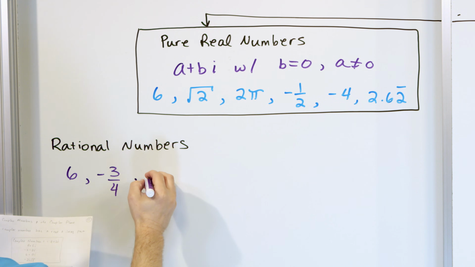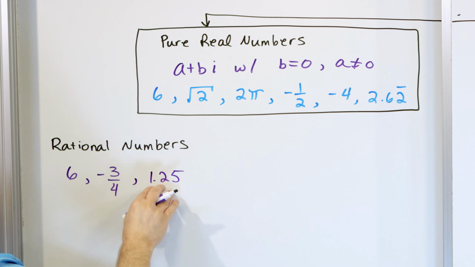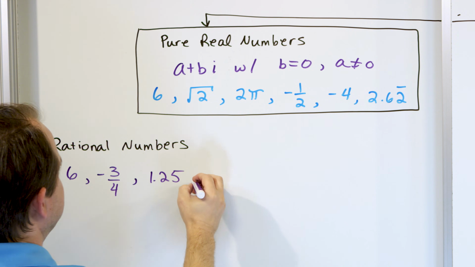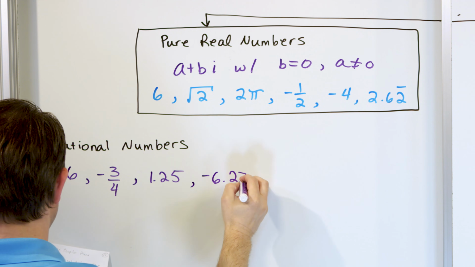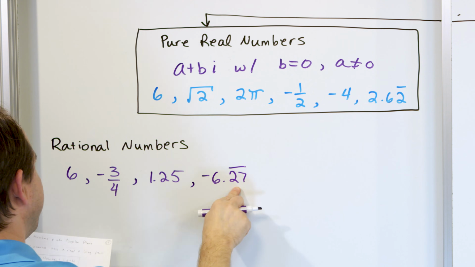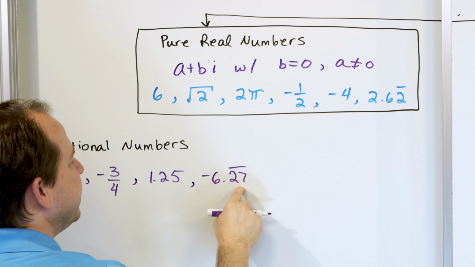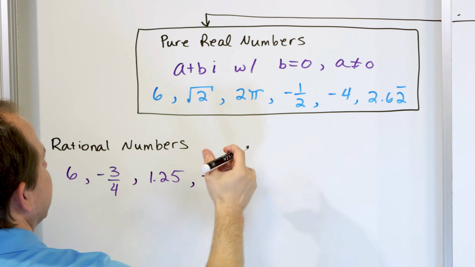What about certain decimals? Let's look at 1.25. Well, you might say that's not a fraction, but I can write this as a fraction. I can go in a calculator and figure out something divided by something to give me 1.25. And then as a final example, let's say -6.27 with a repeating decimal bar over the 27. So this is -6.27272727272727, right?